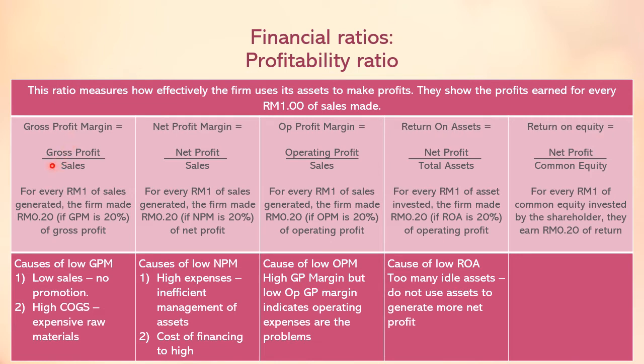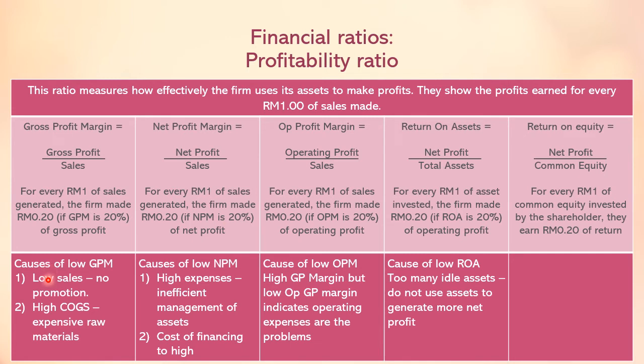For GPM, gross profit margin, when you talk about margin, it must be divided by sales. So if GPM, then gross profit divided by sales. If it is NPM, then net profit divided by sales. OPM, operating profit divided by sales.